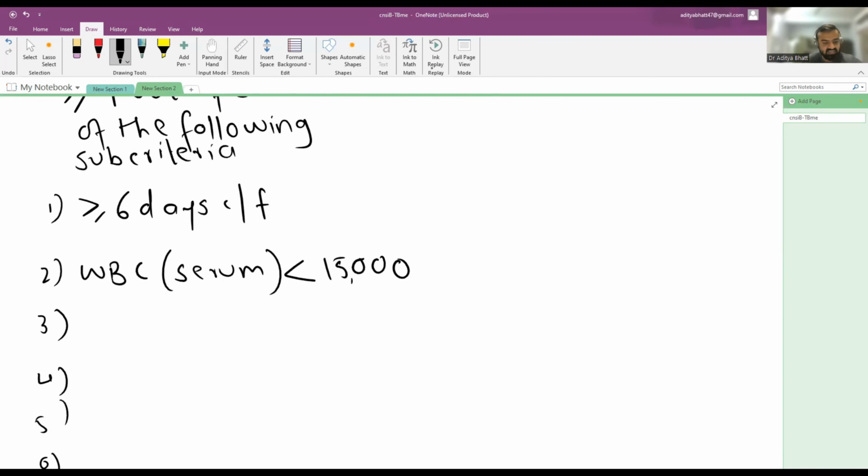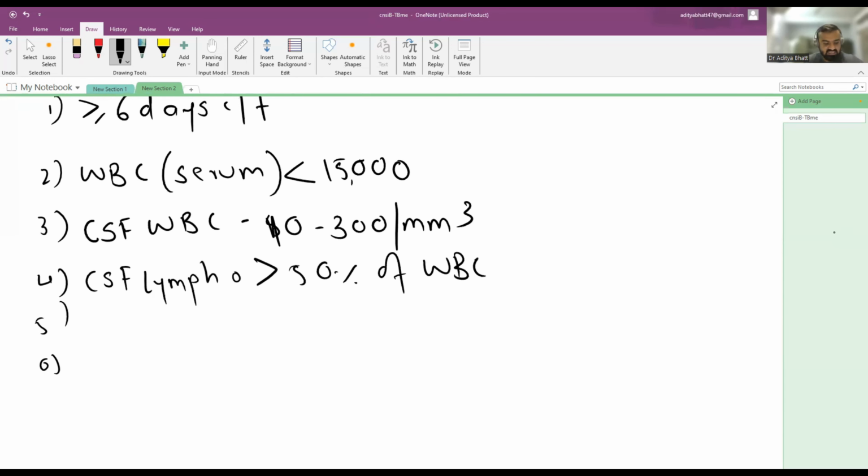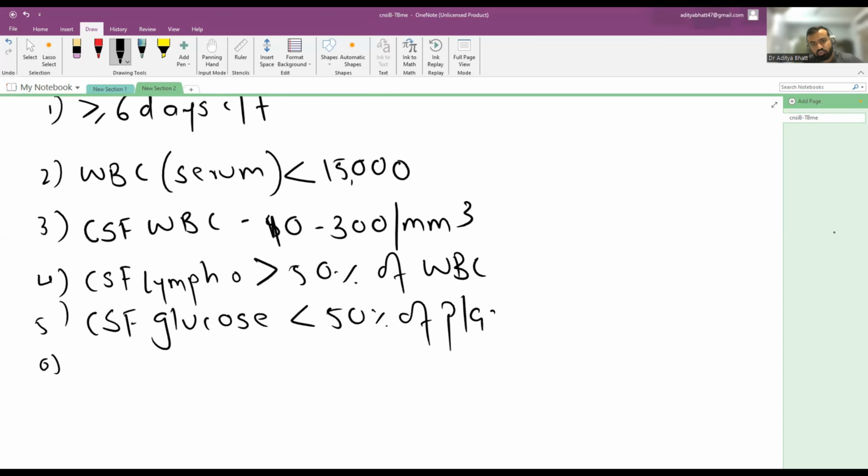Then the third is CSF WBC, which should be 10 to 300 per cubic millimeter. The next is CSF lymphocytes, which should be more than 50% of WBC; the majority of the cells in the CSF should be lymphocytes. Then the CSF glucose should be less than 50% of plasma glucose. Ideally it is around 2/3 of plasma glucose, but here it should be less than 50%. And the 6th criterion is imaging suggestive of TB.